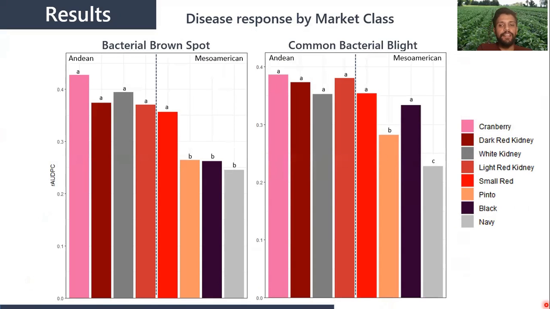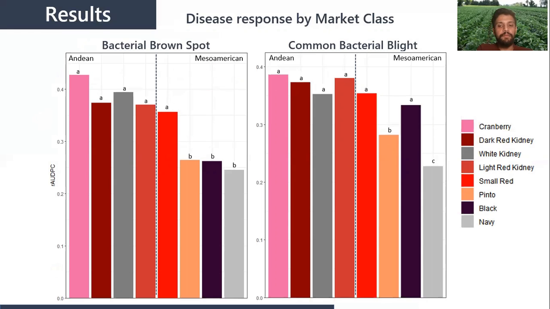So adding a little more detail, this is the disease response by market class. Bars with different letters are statistically different. In general, for both cases, Andean beans, from the Andean germplasm here on the left, were more susceptible than the Mesoamerican classes. So for brown spot, only 2 groups were observed, one including all the large seeded beans, plus the small red from the Mesoamerican pool.